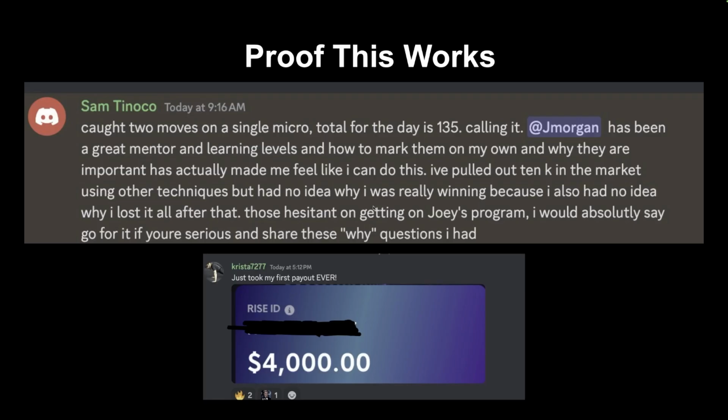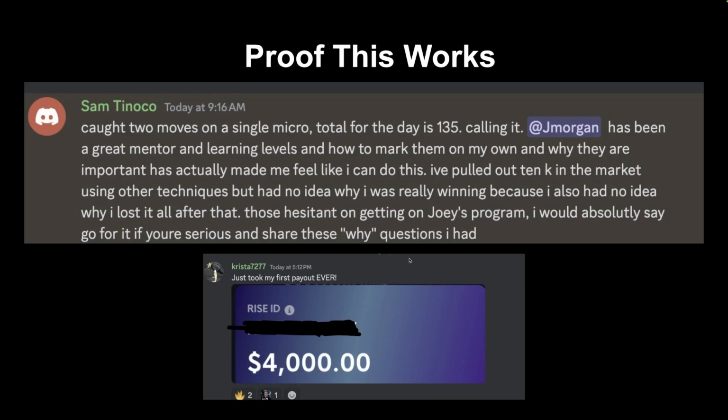Just a quick show of proof that this works. These are some of my students from the mentorship that are going through it and have marked key levels. Sam here didn't have any idea on the trades he was taking, why he was winning, why he was losing. And he came into the program and he learned how to mark key levels and was able to take payouts, right? Same for Krista, took her first payout ever, right?